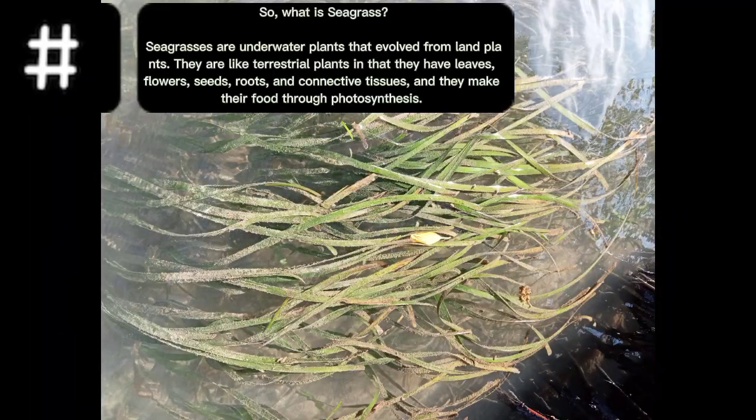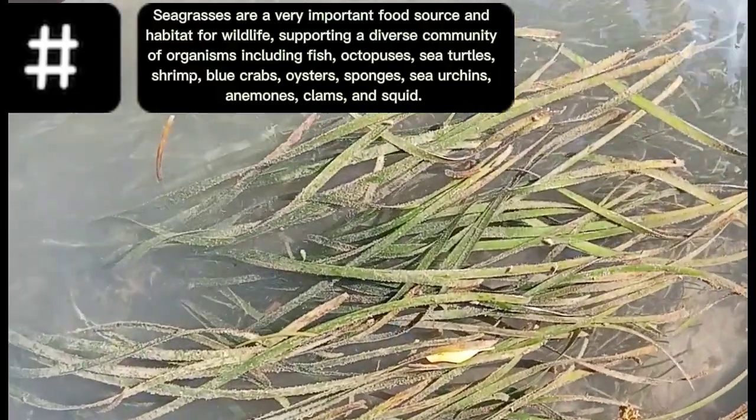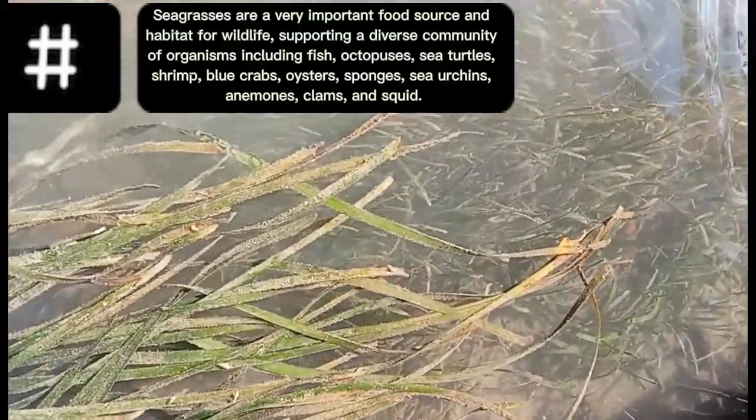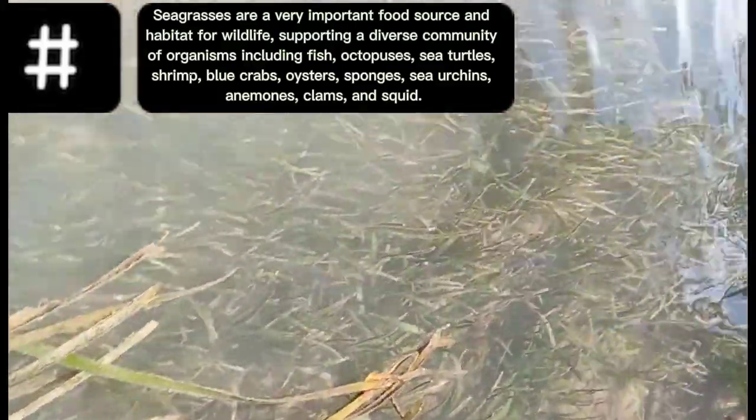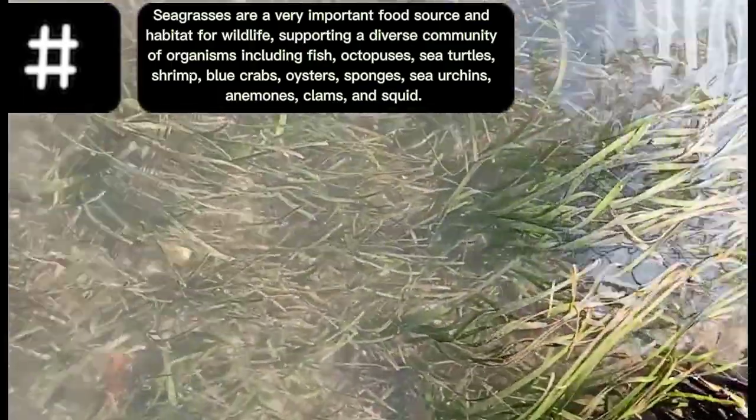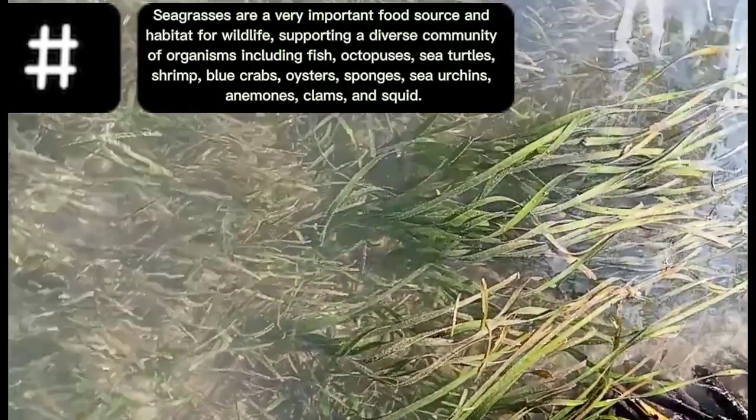So, what is seagrass? Seagrasses are underwater plants that evolved from land plants. They are like terrestrial plants in that they have leaves, flowers, seeds, roots, and connective tissues, and they make their food through photosynthesis. Seagrasses are a very important food source and habitat for wildlife, supporting a diverse community of organisms including fish, octopuses, sea turtles, shrimp, blue crabs, oysters, sponges, sea urchins, anemones, clams, and squid.